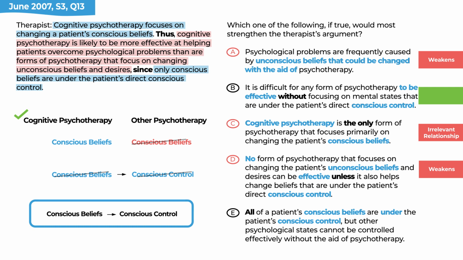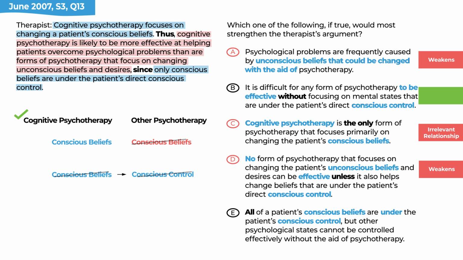So if we look at this, it's essentially the negation of that second premise. Unconscious beliefs to not conscious control. This one says conscious beliefs to conscious control. Right? This would help us establish that cognitive psychotherapy is focused on things that are relating to their conscious control, while psychotherapy that focuses on unconscious beliefs is not focused on beliefs that are under the patient's direct conscious control.